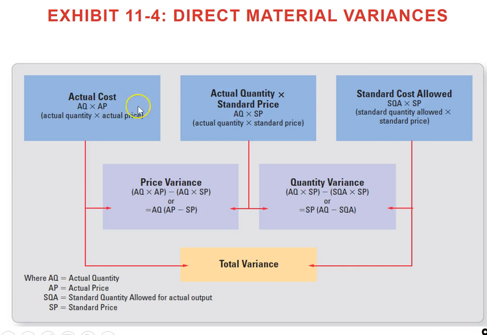So if you look at the price variance, what is this? The first box versus the second box. First box means AQ times AP, and the second box means AQ times SP. That means actual quantity times actual price minus actual quantity times standard price. And if you take this actual quantity out, then you can put both prices within brackets, actual price minus standard price. This is how you can modify this formula and use it in an equation format.